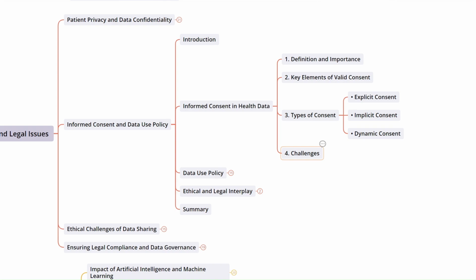Next, challenges. Ensuring patients fully understand complex data uses, managing consent for secondary data uses and large data sets, and updating consents as policies or data practices evolve.